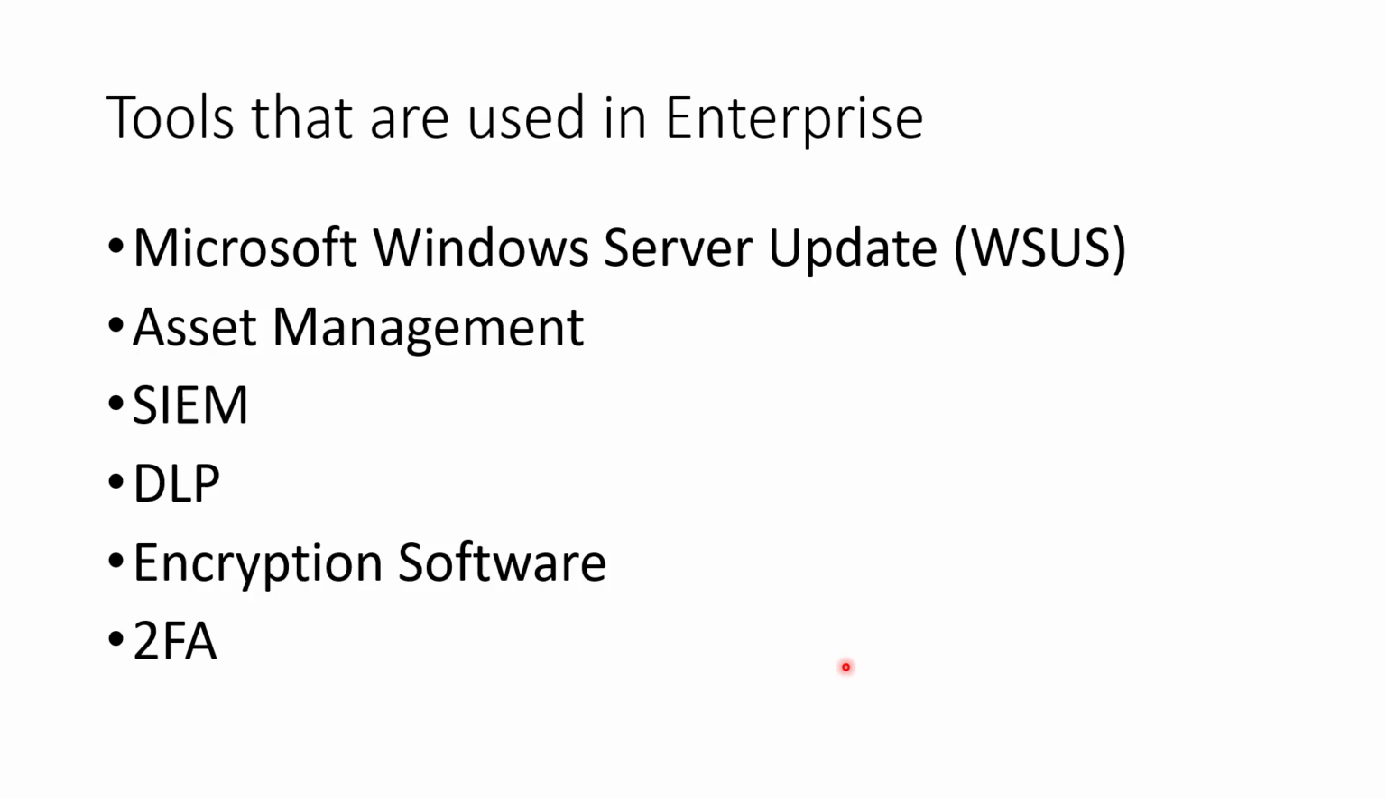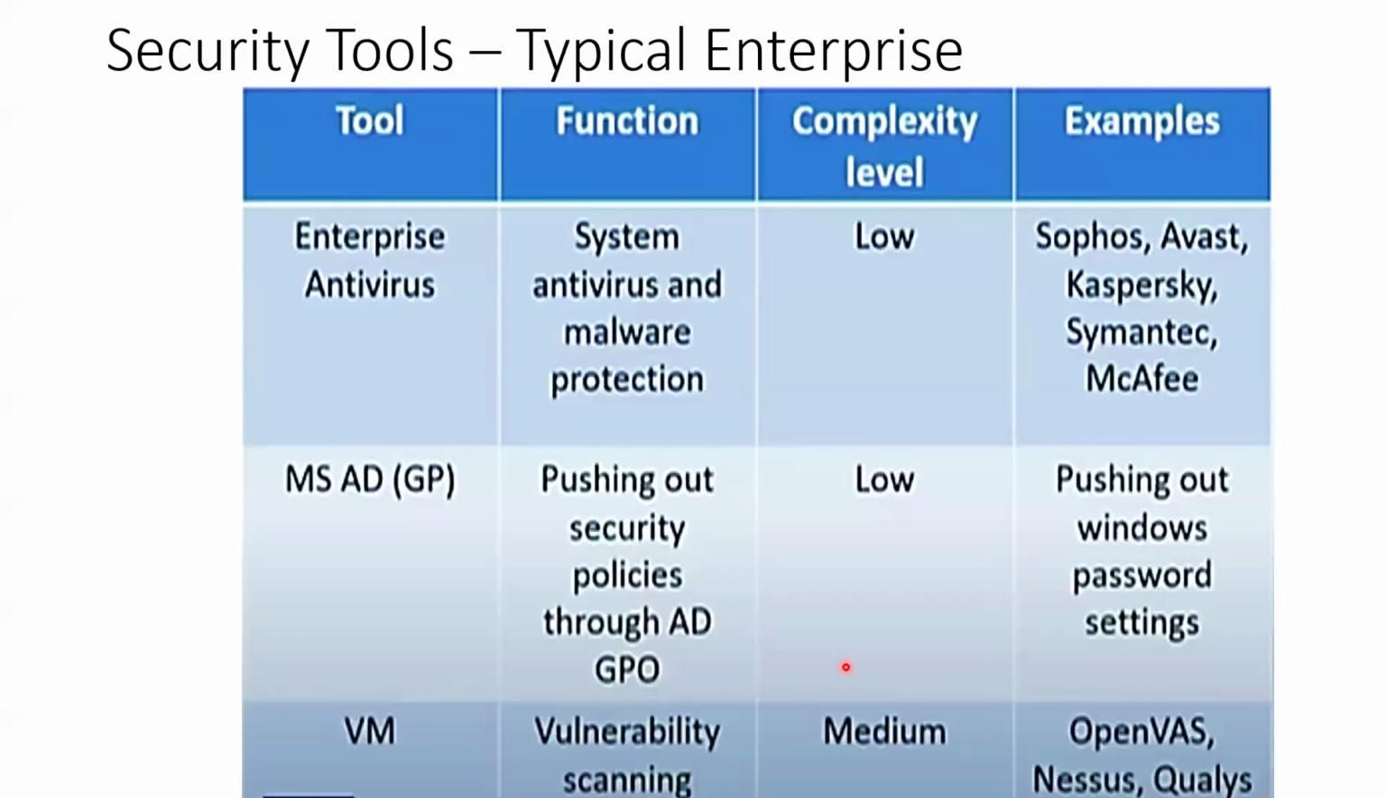So these will contain the record of all the assets present in an enterprise. Then there are security information and event management tools that are also helpful in an enterprise to mitigate and rectify the possible events that are happening and maintain the logs of them. There are data loss prevention tools, encryption software to encrypt the data, and two-way authentication tools. These tools are very beneficial, like enterprise antiviruses.